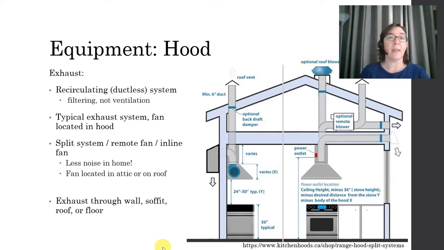There's another option, and it's called a split system or remote fan or inline fan exhaust system. And this is where the fan unit itself is not located in the hood in the room of the kitchen. Instead, take a look here, it's located possibly in the attic or on the roof. And the benefit here is that the noise of the fan unit is not located in the living space where your occupants are. So it's much less noise in your home. And that's called the inline fan.